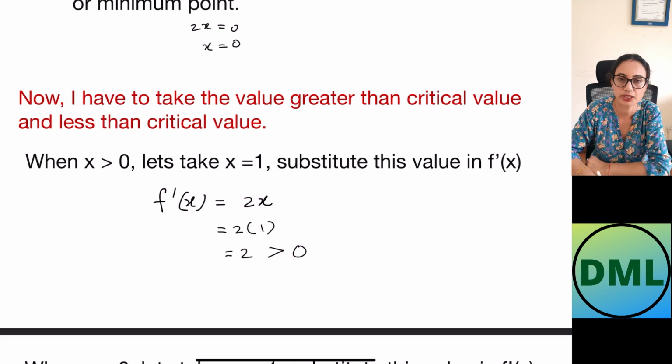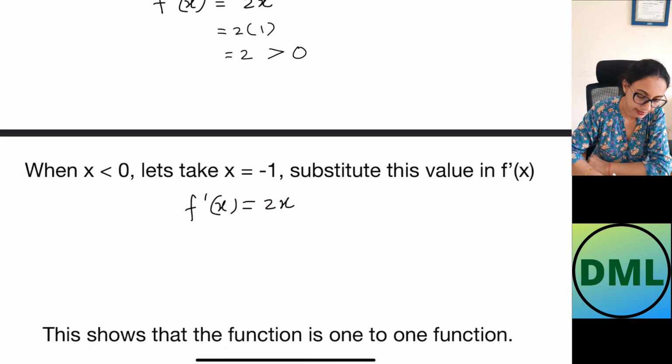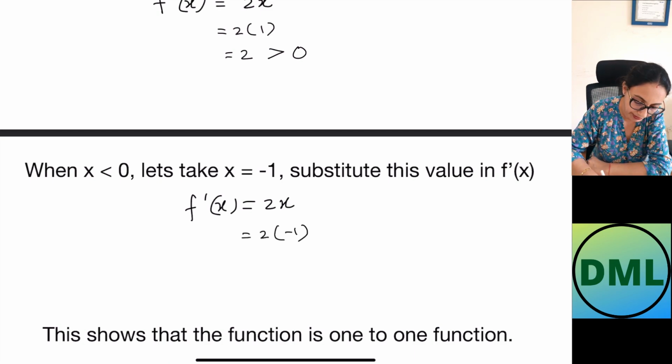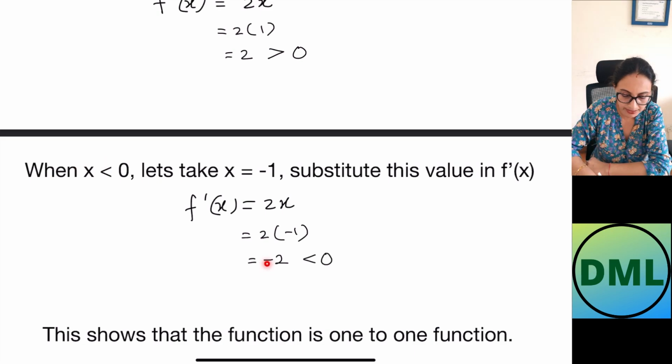Now I need to check it for the lesser value also. Let's take x less than 0 and take the value x = -1. I need to substitute that in f'(x), which is equal to 2x. Let's substitute the value here. I will get 2(-1) = -2, which is less than 0. You can see that when I substituted x less than 0, my answer is -2, which is less than 0.